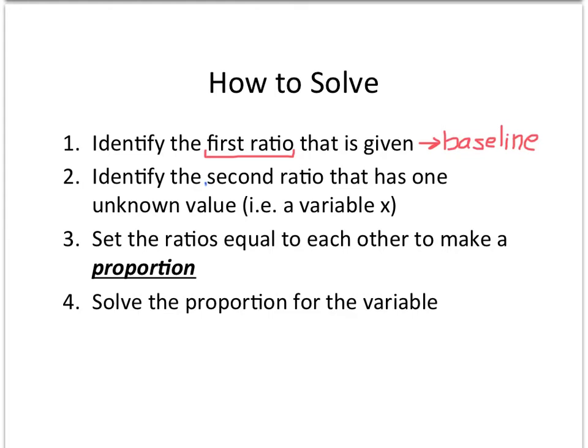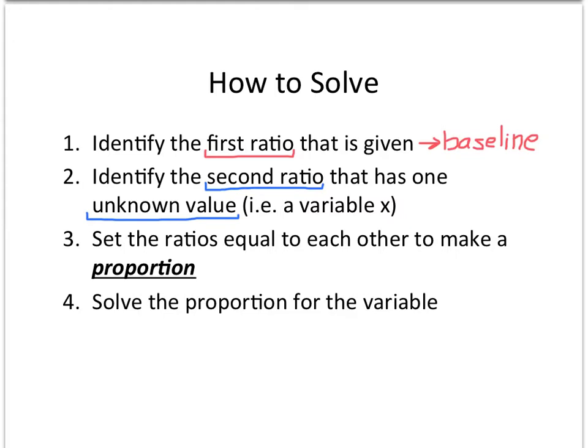So we're then going to look for the second ratio. This is the ratio that is going to have an unknown value, and we can call this some variable like x. So again, we're going to look for that first ratio, everything's given. Then we're going to look for a second ratio where one thing is given, the other is unknown.